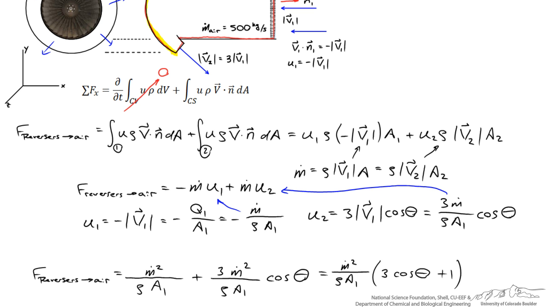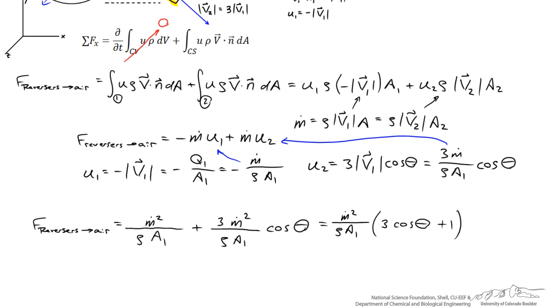What I find is that the force of the reversers acting on the air scales with the mass flow rate to the second power. And what's more significant is that it can never be negative. The thrust reverser force is never negative as long as that angle theta is 90 degrees or less. And in that case, if it was 90 degrees, for example, the reversers would just direct the air vertically.